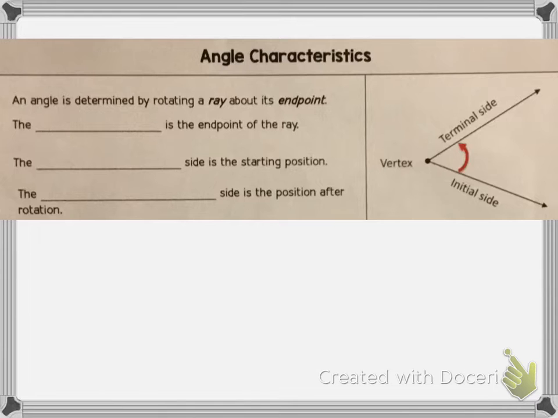So the vertex is the end point of the ray. The initial side is the starting position, and the terminal side is the position after rotation.